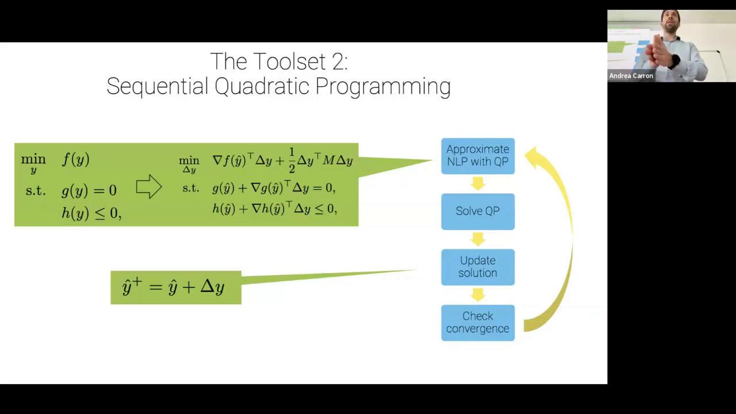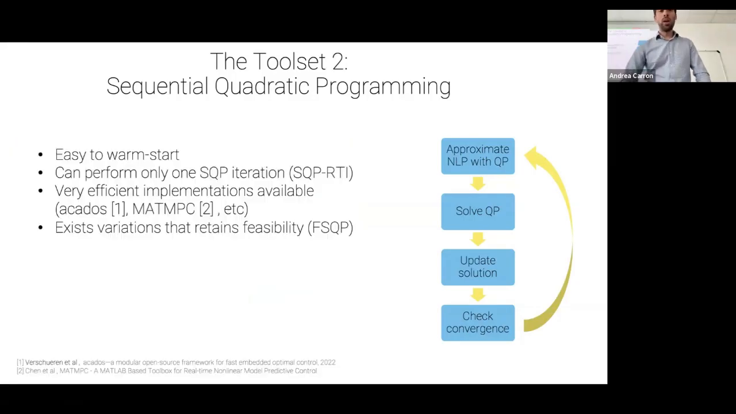Now, what are the advantages of this tool? Well, first of all, it is very easy to warm start, because you can use, for example, the previous solution obtained from the MPC problem as a warm start. That's why this first step is relatively easy. We need just to find a decent solution the very first time, and then we can always use the previous solution of the MPC.